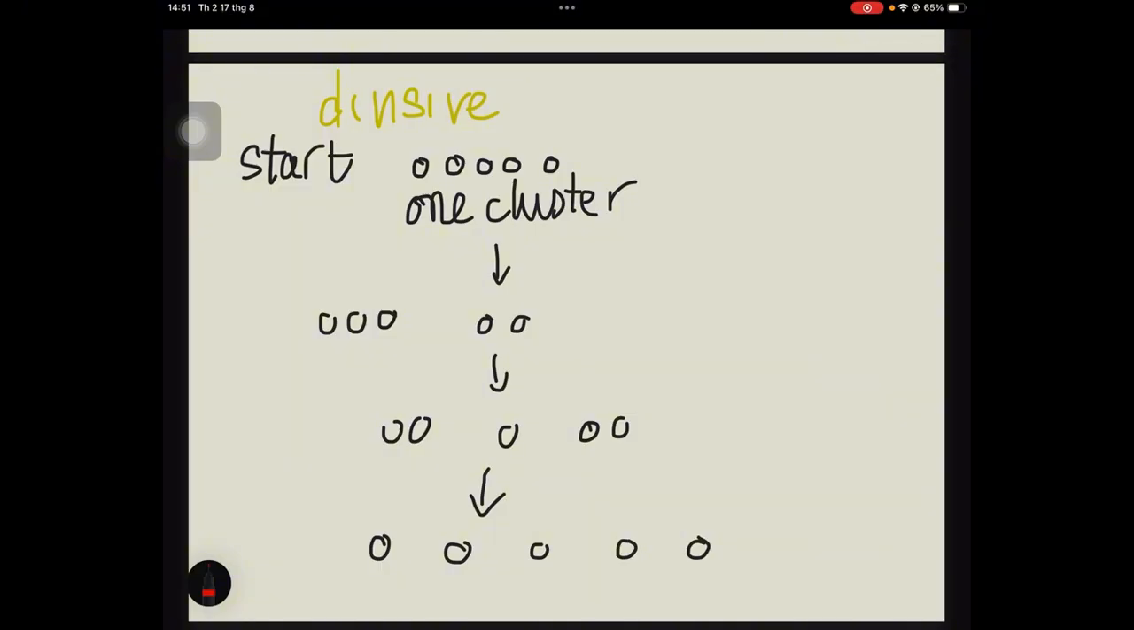This is divisive hierarchical clustering. Instead of starting with individual observations, we start with one single cluster containing every observation. Then the algorithm divides that cluster into smaller groups. It continues splitting and splitting again until eventually every observation is its own cluster. So remember, agglomerative is bottom up: start with individuals and merge. Divisive is top down: start with everything and split. That's one of the more important distinctions.